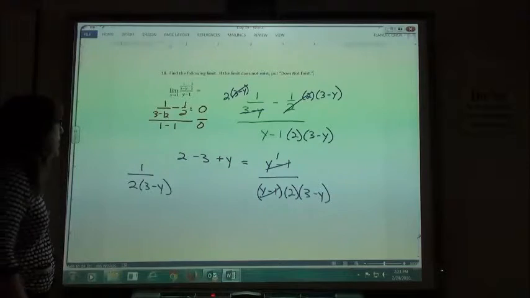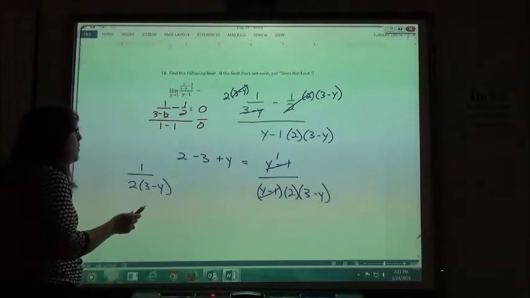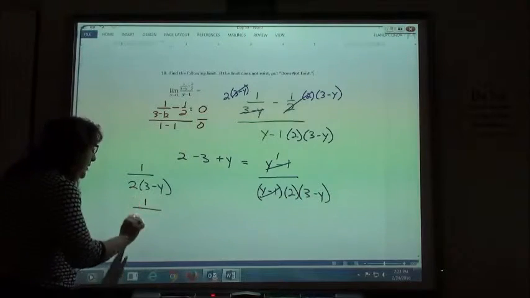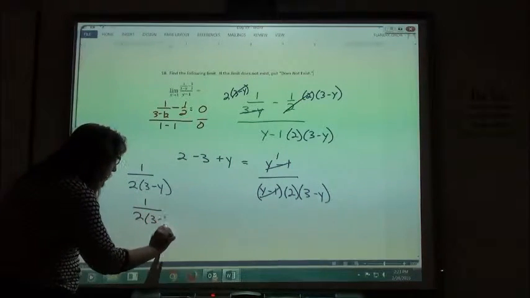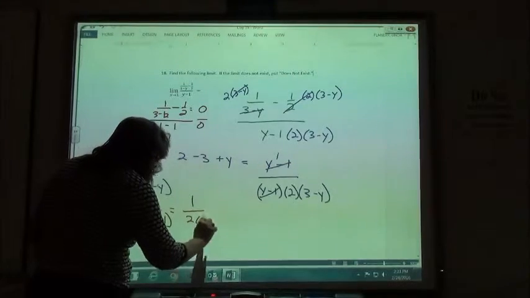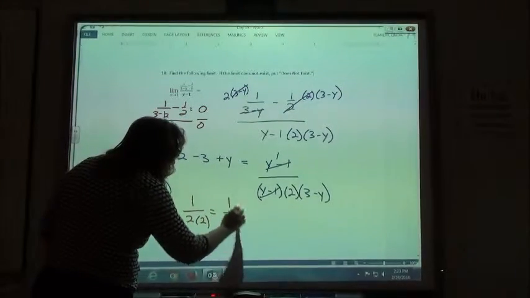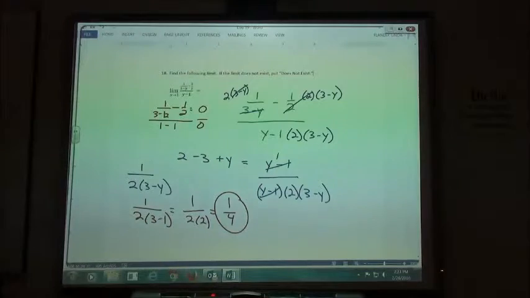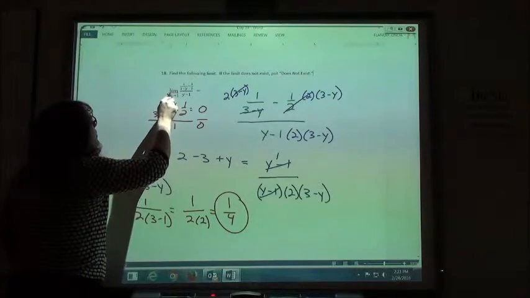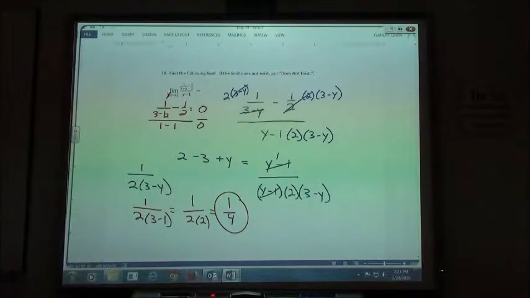So I'm going to put 1 in, and so I'm going to say 1 over 2 times 3 minus 1, give me 1 over 2 times 2, which gives me 1/4. And so 1/4 should be my answer. I notice there's a typo here. This really should say as y approaches 1, not x approaches 1. I'll fix that on your sheets.